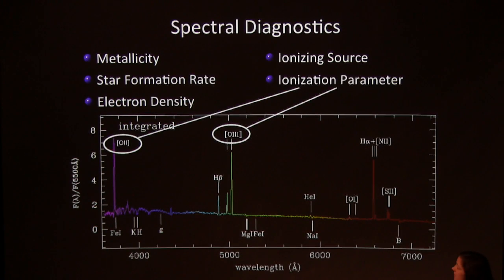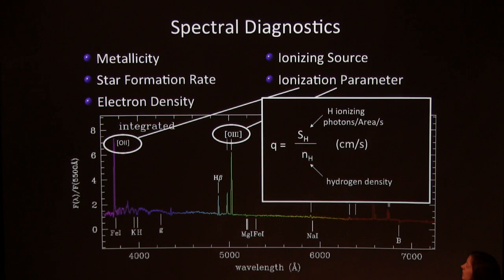We can measure the ionization parameter, so this is how strong an ionization field is, and we define this in terms of the number of hydrogen ionizing photons per unit area per second. It's a flux divided by the hydrogen density. It's in units of velocity, so you can think of it as the maximum velocity ionization front that a radiation field is able to drive through a nebula.